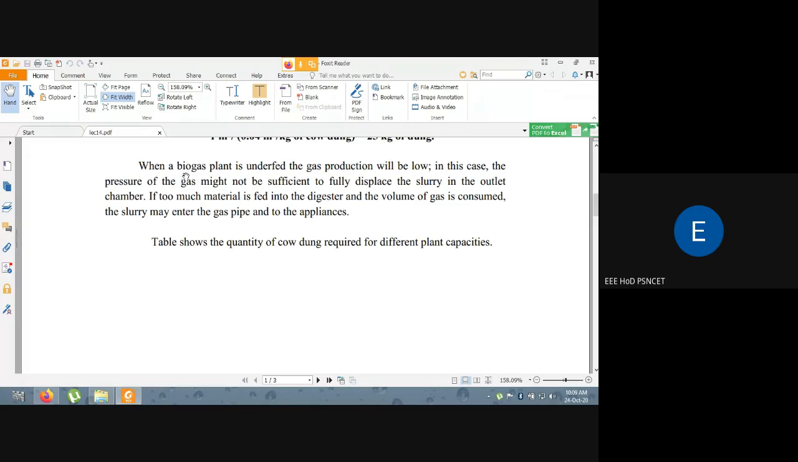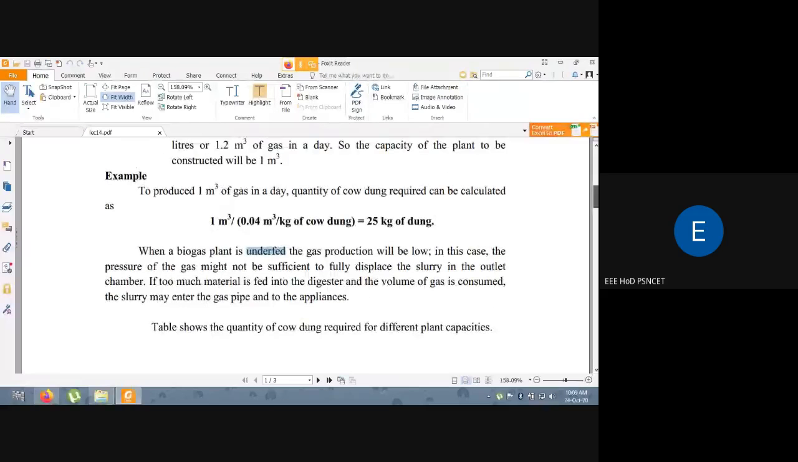So when a biogas plant is underfed, the gas production will be low. Underfed means it can't supply the cow dung properly. There should be a limit. To operate a 1 meter cube size biogas plant, we should have 25 kgs of dung. Suppose we can't get this 25 kilograms of dung, the gas production will be low. In this case the pressure inside the chamber will not be sufficient. So this is one type of lagging.